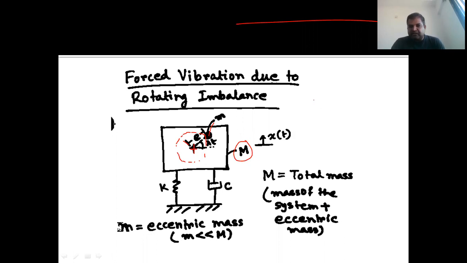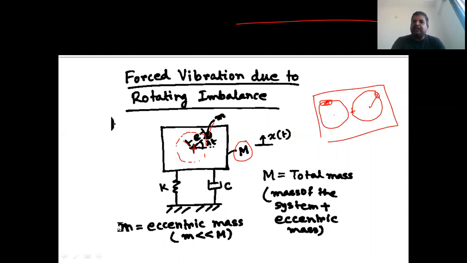C. Sometimes it may also happen that this is your block and this is your centroid. It may happen that at some distance you will have one mass rotating in this way, and at some distance here another mass rotating in this way. So this is a two-mass system. That you can also analyze. Right now I am deriving the equation or expression for forced vibration for a single rotating mass. You can do it for the double rotating mass also in the same way.